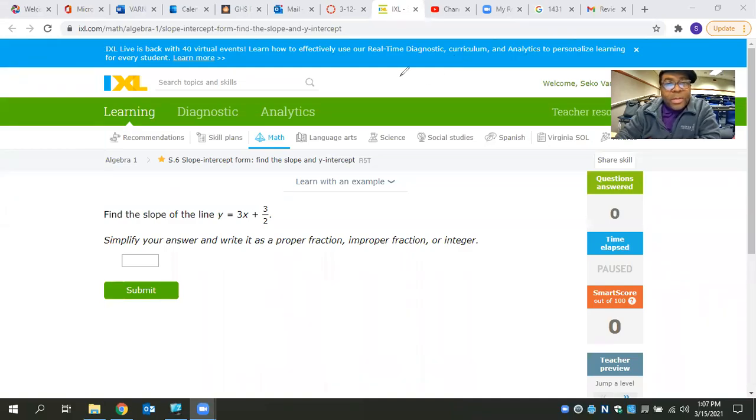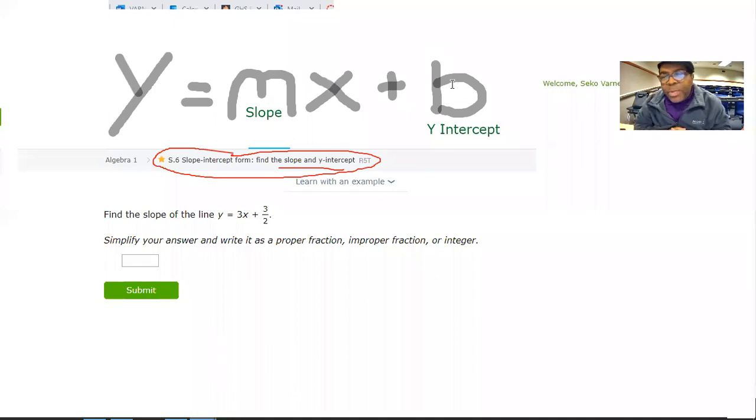All right. So right now we're working on S6, finding the slope and the y-intercept. Basically, we're helping you find the slope and the y-intercept whenever you have everything spelled out for you in the slope-intercept format. So here's the slope-intercept form: y equals mx plus b. The m is the slope, and the b in this equation is going to be the y-intercept.